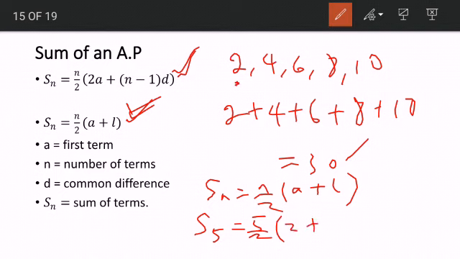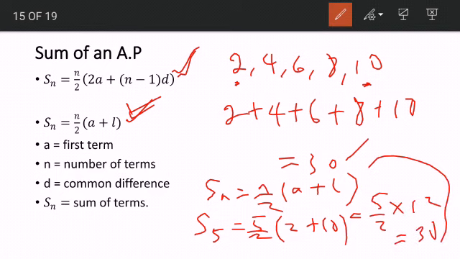A means the first term, which is 2. L means the last term, which is 10, okay? So that is going to give us 5 over 2 times 12. And 5 over 2 times 12 is equal to 30. That's the same thing. So we can use any of these formulas to find the sum of terms of an AP.